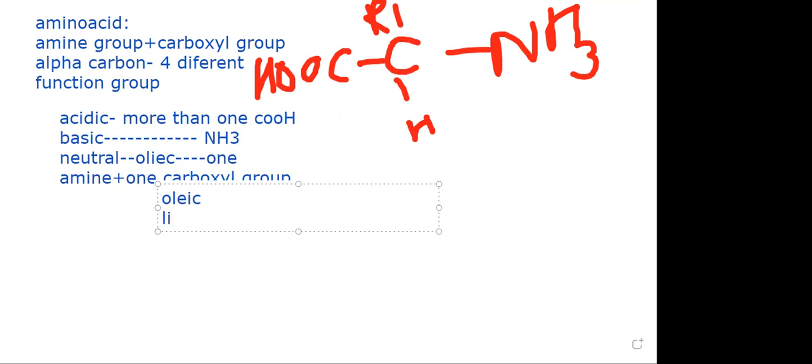Oleic, linoleic, linolenic. All these three are said to be essential types. These amino acids group together to form proteins. Proteins are made up of amino acids.